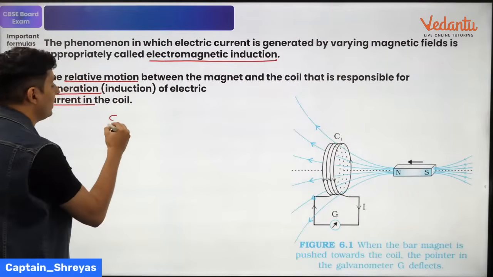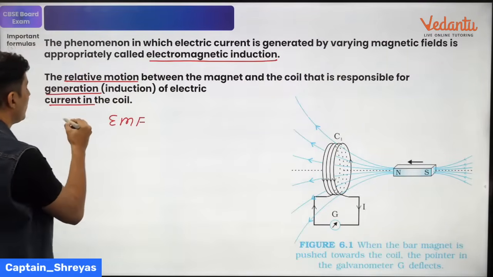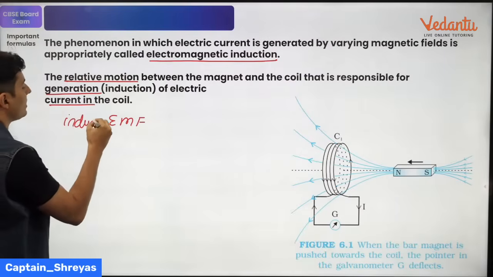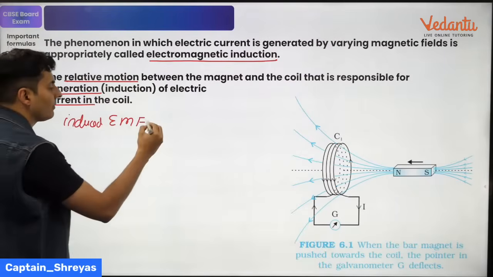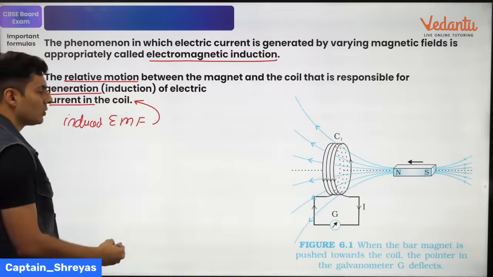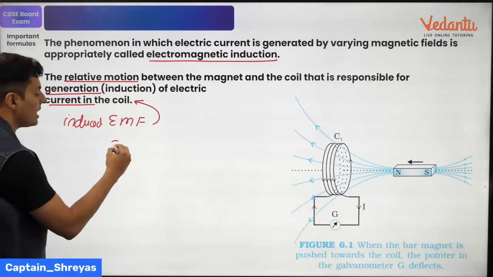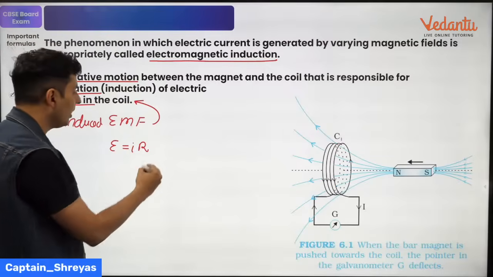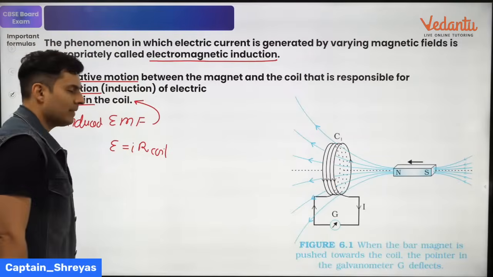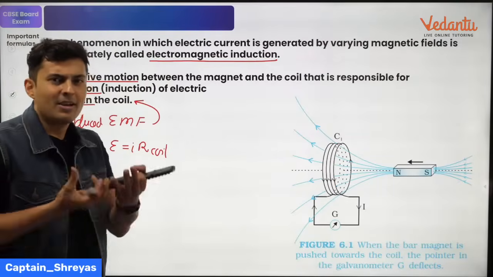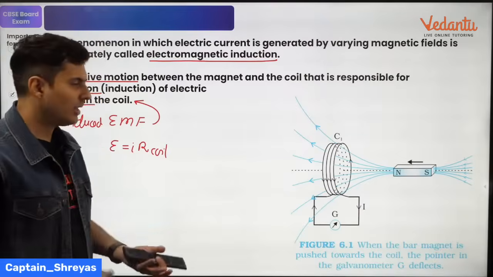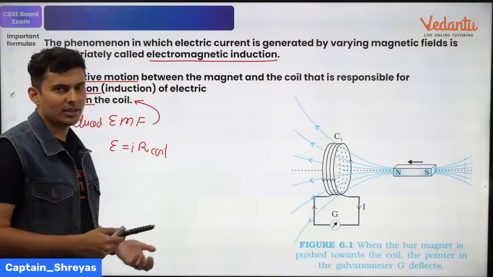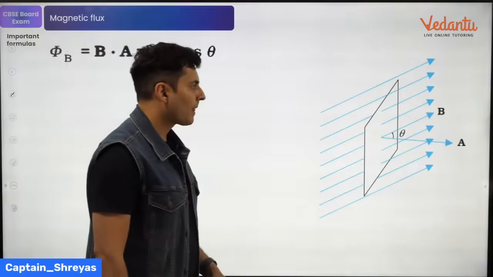The EMF created is also called induced EMF. Induced EMF causes induced current. Obviously, induced EMF will be current into the resistance of that particular coil. Does that make sense? Induced EMF will be the current passing through the coil into the resistance of that coil, or that circuit which is there.